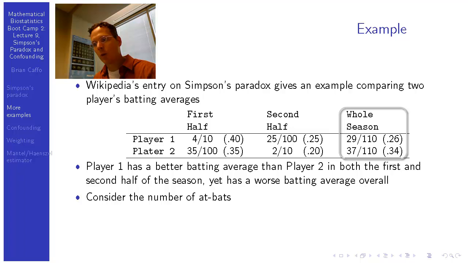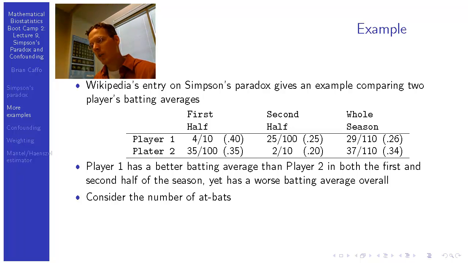29 hits out of 110 at-bats for the whole season for player 1, and 37 hits out of 110 at-bats for the whole season for player 2, you get 26% for player 1 and 34% for player 2. So player 2 has a better batting average. It seems paradoxical that a person can have a better batting average for both the first half and the second half of the season, but have a worse batting average overall. But of course, the numbers work out. You see it. The numbers actually work out.